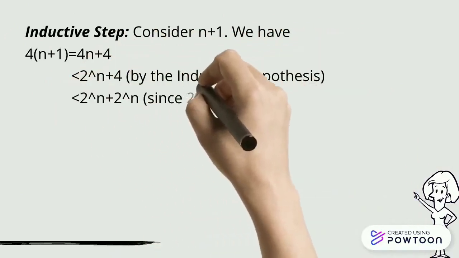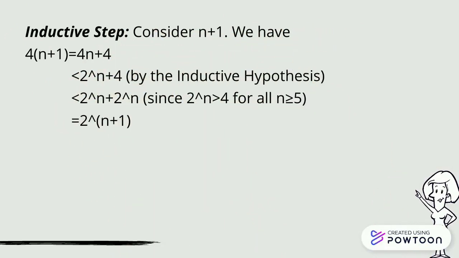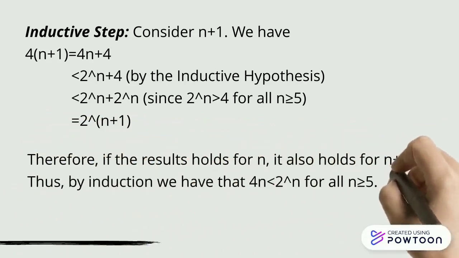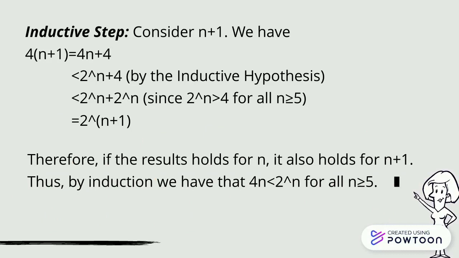So we have 4(n + 1) = 4n + 4. And by the inductive hypothesis, we arrive at less than 2^n + 4, which is less than 2^n + 2^n, since 2^n is greater than 4 for all n greater than or equal to 5. So the result is 2^(n+1). Now, if the result holds for n, it holds also for n + 1. Thus, by induction, we have that 4n < 2^n for all n greater than or equal to 5.